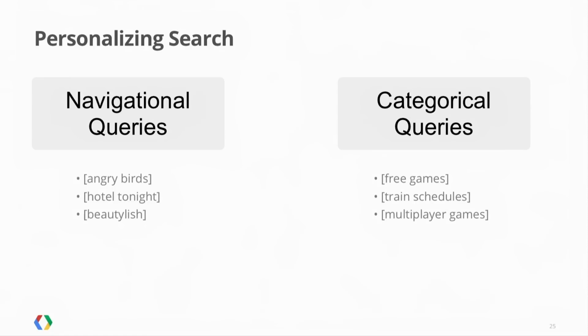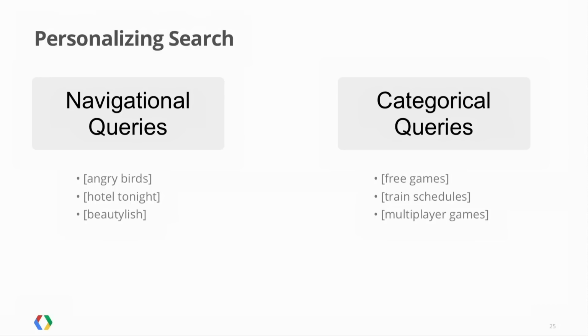How could we apply personalization to search? I've talked about using location. So a user in Japan will see different results for Yahoo than a user in the US, but we think categorical queries are a place where we can really help the user find what they're looking for.